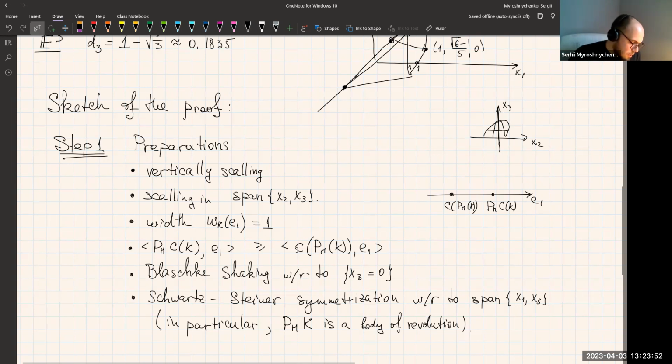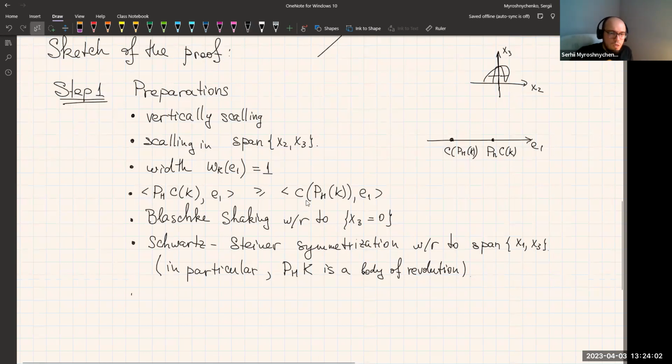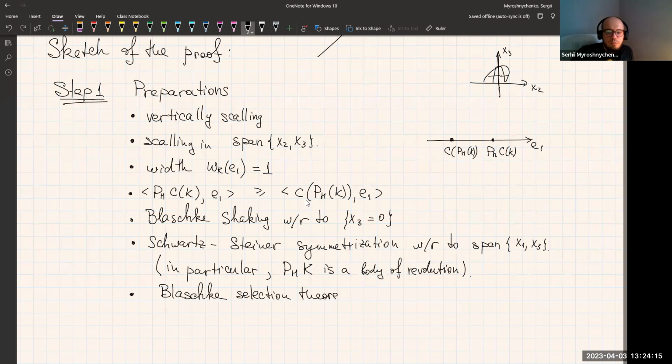Okay, and the last ingredient before we can proceed is, of course, why can we look for an optimizer? Why does it exist at all? To answer this question, we're going to use once again Blaschke, but different Blaschke, same Blaschke but different result, the Blaschke selection theorem. Let me explain why it's applicable here.